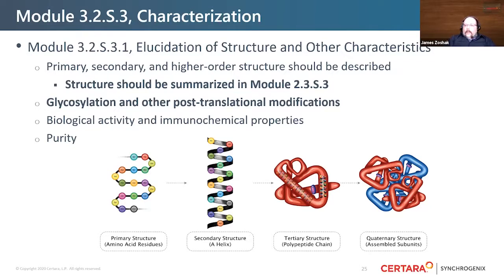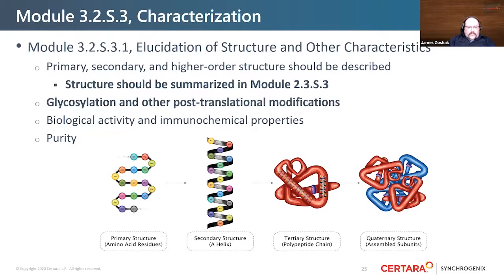Characterization. What we have here is a diagram illustrating the 4 orders of protein structure. On the left, you have primary, which is your amino acid chain. Secondary is the initial folding of that amino acid chain into simple structures like the alpha helix or the beta sheet. The tertiary structure is additional folding of the secondary structure into a protein subunit.